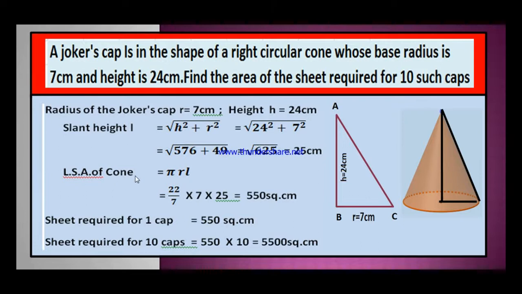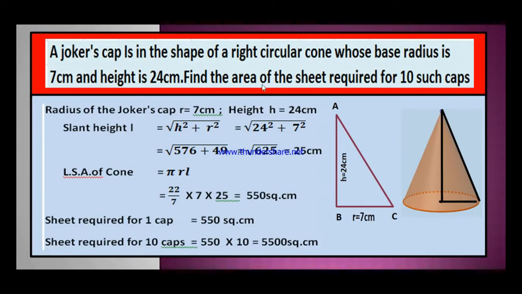Now, the lateral surface area of the cone is pi r L. Pi value is 22 by 7, r value is 7, into L value, which we got as 25. You can cancel this 7 and 7. We finally have 22 into 25, which is equal to 550 square centimeters. It is the lateral surface area of the cone. Now this is the sheet required for one cap. If you open the cap, this is the lateral surface area. The lateral surface area of one cap is 550.